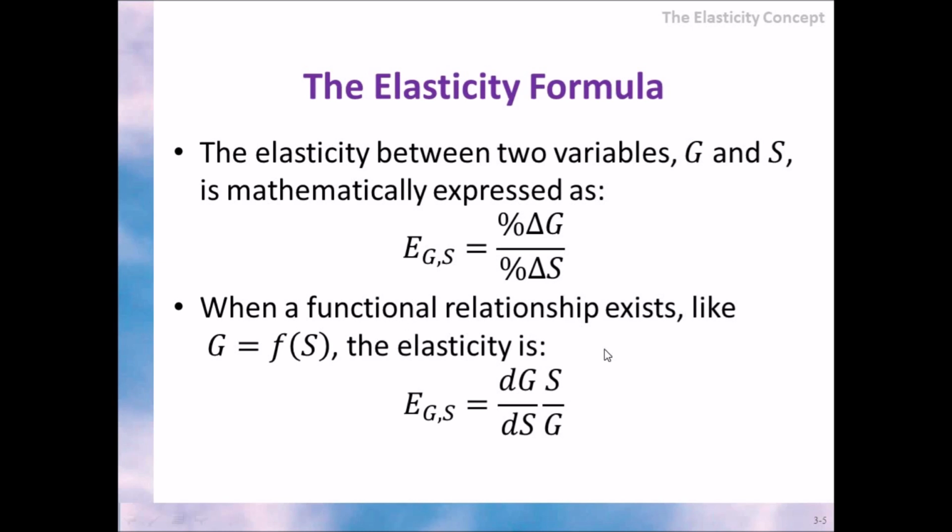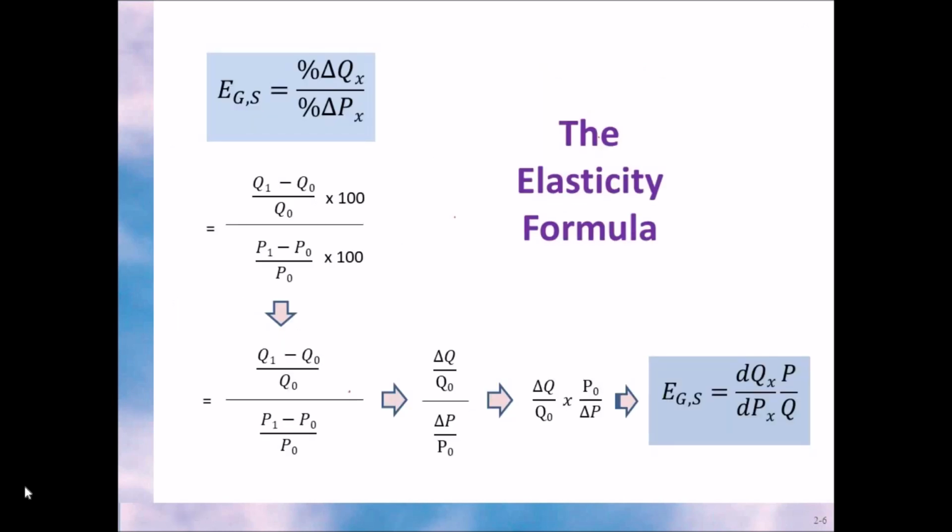However, when a functional relationship exists, meaning if G is a function of S, then the elasticity can be formulated like the second formula, dG over dS, this is actually the differentiation, multiplied by S over G. Okay, let us look further into these two formulas.